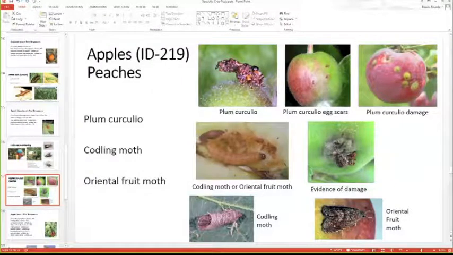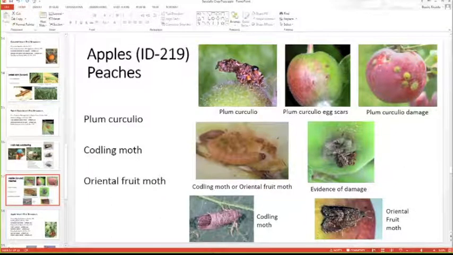We call that insect frass. That's their waste material, and that's evidence that you have a codling moth or an oriental fruit moth larva tunneling in the apple. The third one I have is the oriental fruit moth, very similar to the codling moth, in the same genus. The big difference is this one has 7 generations per year, but the larva will also tunnel right to the center of the apple, just like the codling moth.